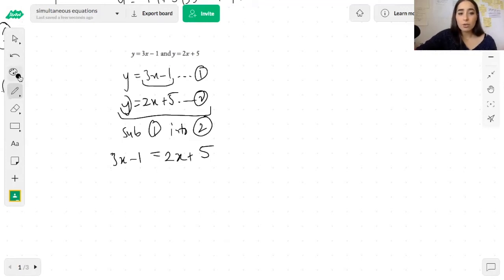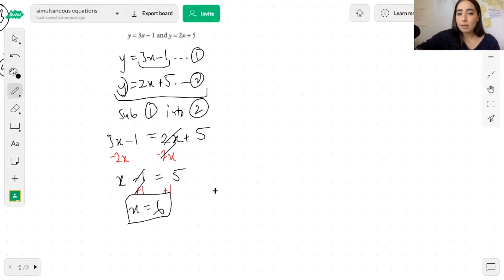So I'm going to subtract 2x from both sides. So you get 3x minus 2x is x. You're still left with minus 1. These cancel, and so you're left with 5. And then you're going to add 1 to both sides. These cancel, leaving you with 5 plus 1, which is 6. So that's the value of x.